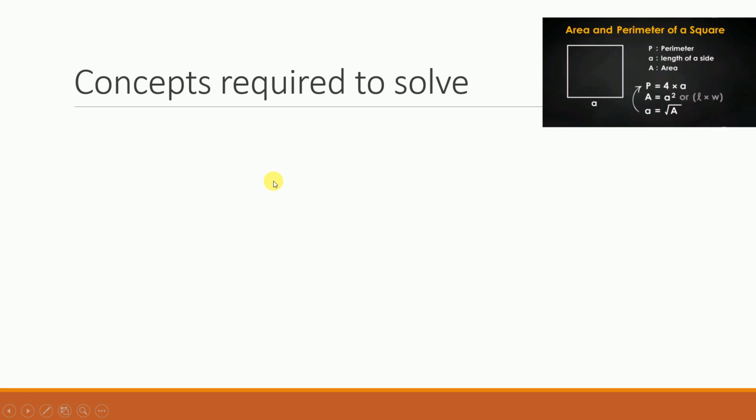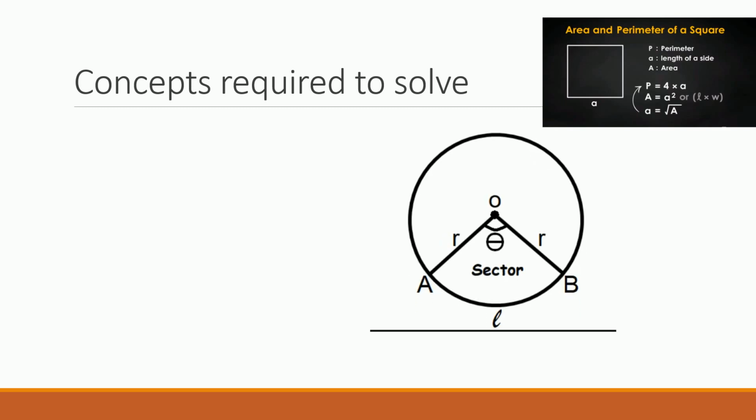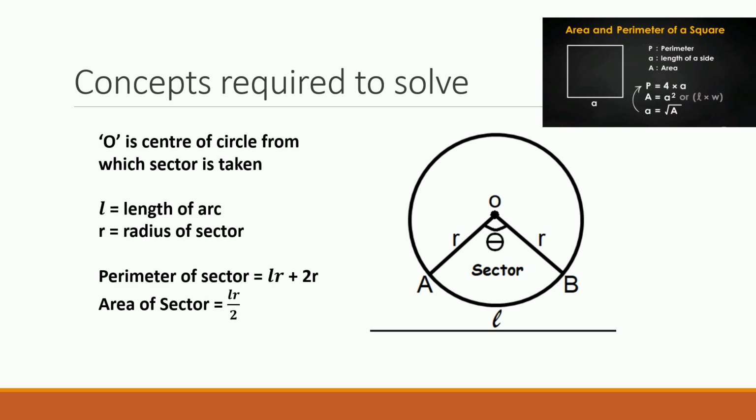The second concept which we need is that of sector. We know sector is a part of circle. Sector is the region bounded by two radii and an arc of a circle. Here also the perimeter of sector is 2r plus L and area of sector is LR by 2.